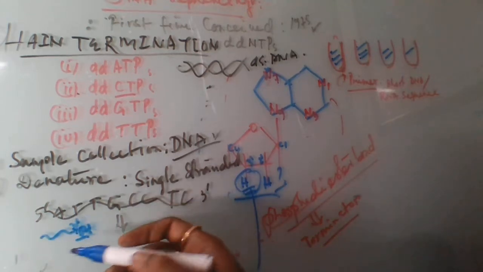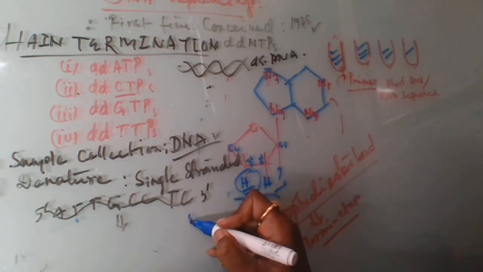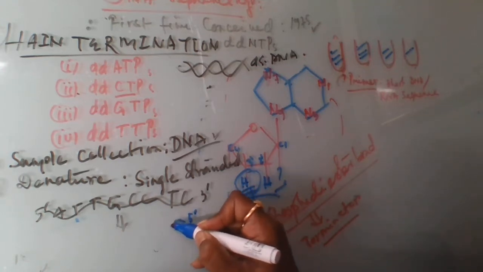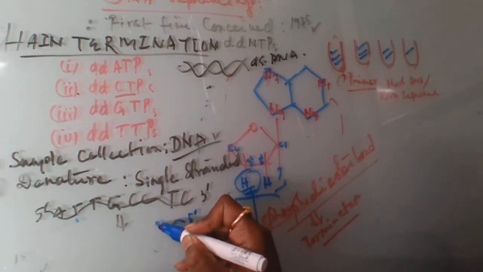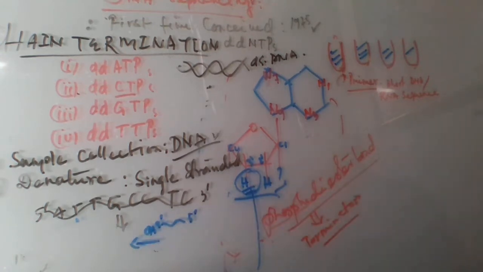So it is single strand, 5 prime to 3 prime, so free 3 prime OH, so the chain extension will progress in this way.